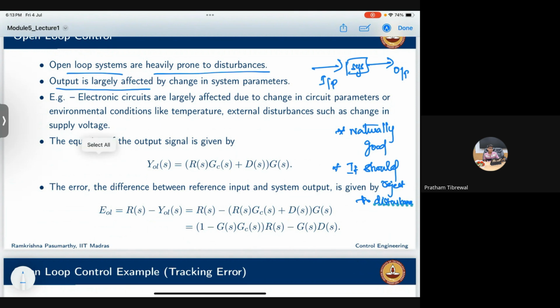So the output will be largely affected by changes in the system's parameters. An example they have given is an electronic circuit affected by changes in circuit parameters, for example change in impedance or capacitance due to environmental conditions like temperature. Some materials are prone to changes in temperature. If it is designed to work well at a particular temperature, if it exceeds or drops below that, it might not do its work, right? So with these kinds of systems we cannot do anything about it.